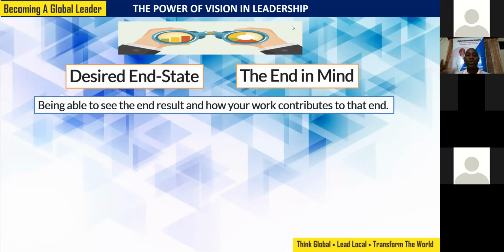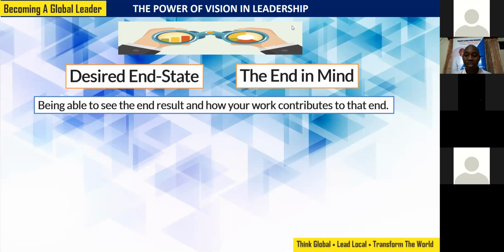It's also being able to see the end results and how your work contributes to that end. I'm looking and I can see the end results, and then I'm able to see how my work contributes to that end. You remember the story of J.F. Kennedy, the former president of US, and the cleaner, the janitor? I trust you remember that story. When J.F. Kennedy visited NASA and he met the cleaner and he asked him, "What are you doing here?"